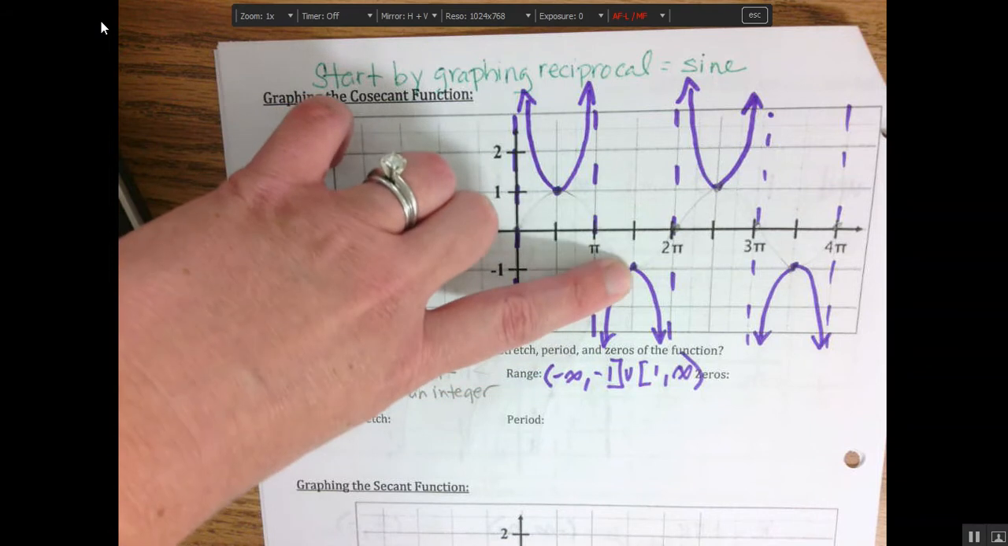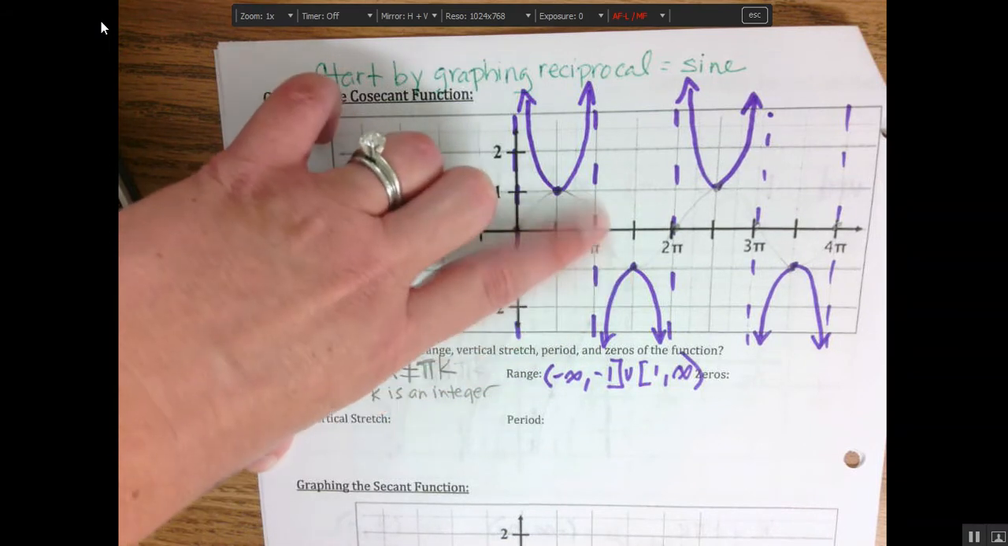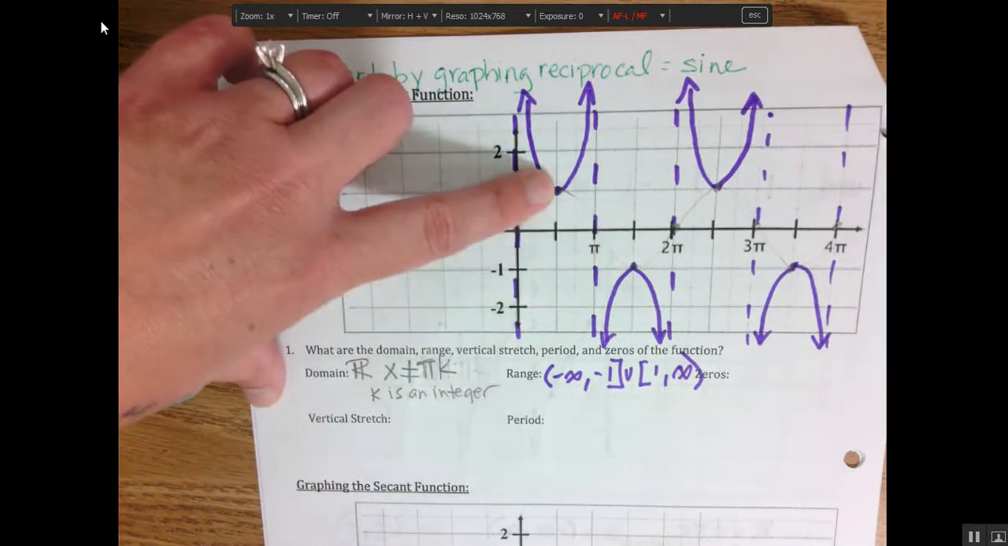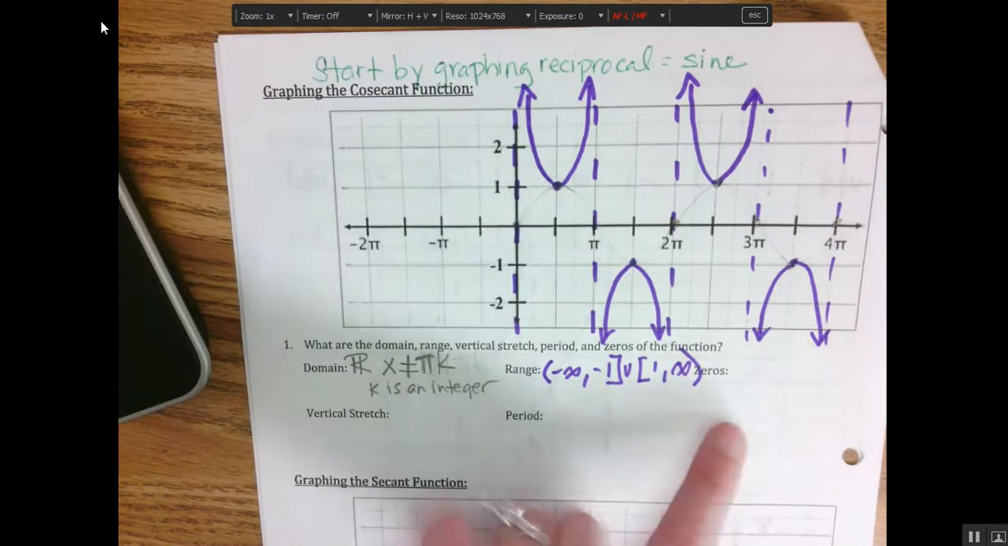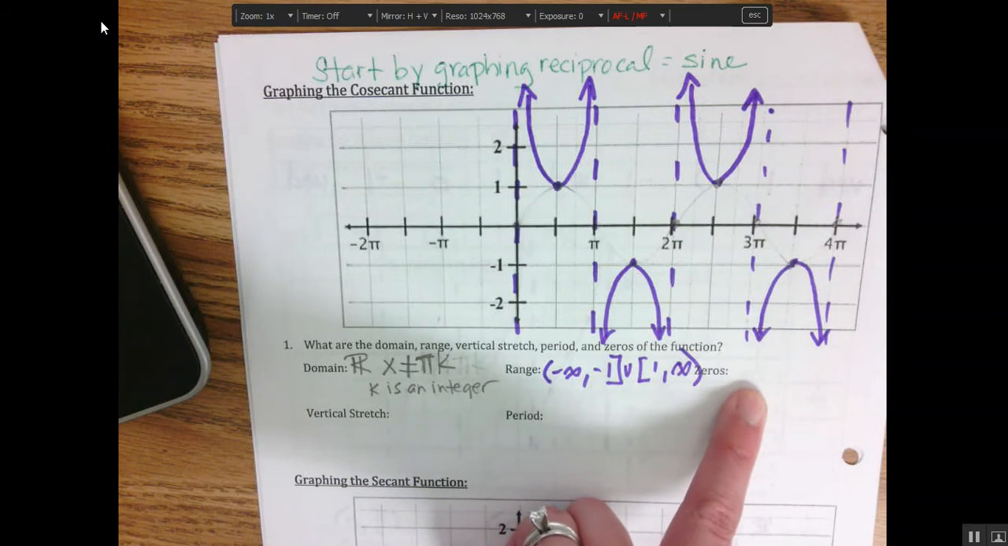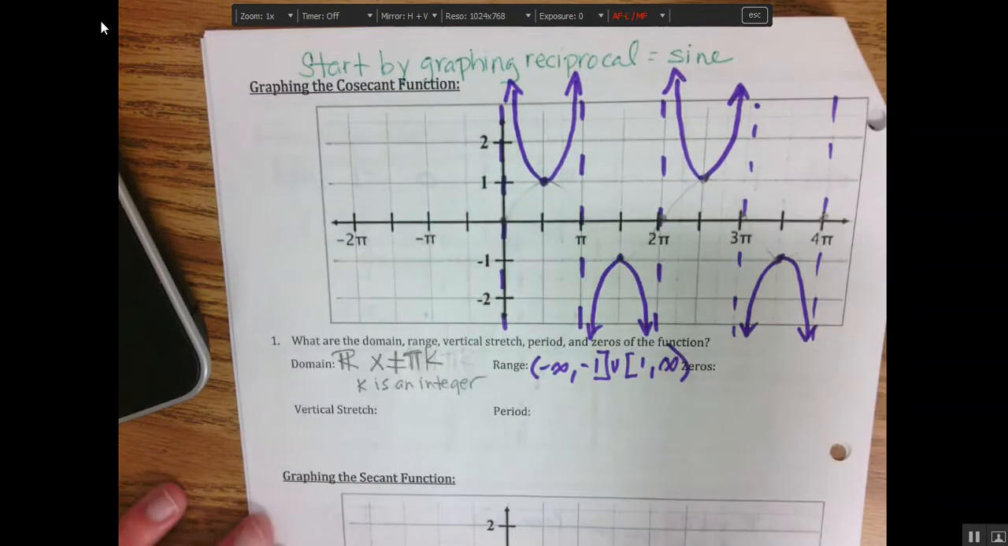And it goes up to -1. And then there's nothing for your cosecant in the middle. That was just the sine part there. Then your cosecant starts up again at 1 and it goes to infinity. What are the zeros for this function? None. There are no zeros because it never touches the x-axis.